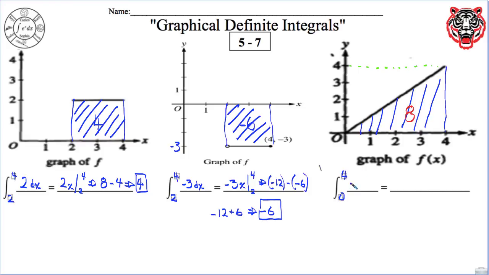So 1x, or just x. And then the y-intercept is 0, so x plus 0, and then dx. Perfect, now I'm going to integrate. I'm going to have x squared, goes up a power, and then I divide down, so it's going to be 1/2 x squared, evaluated between 0 and 4.